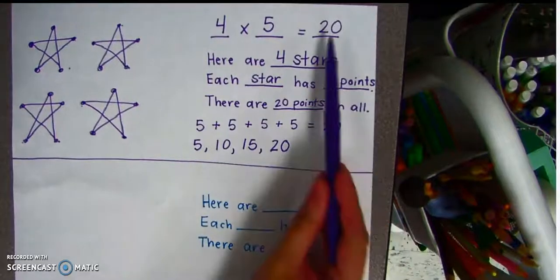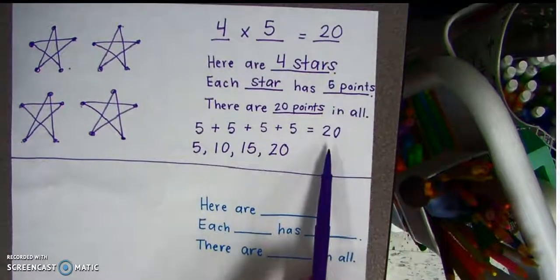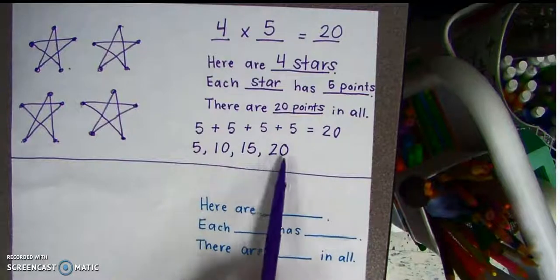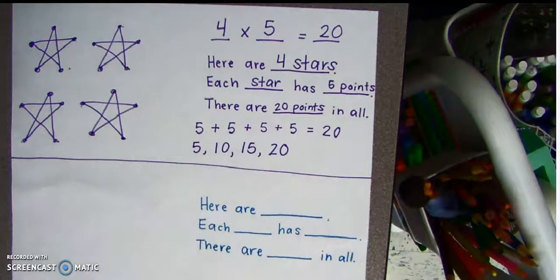So our multiplication sentence, our repeated addition sentence, and our skip counting all equal the same thing. We all end on 20.